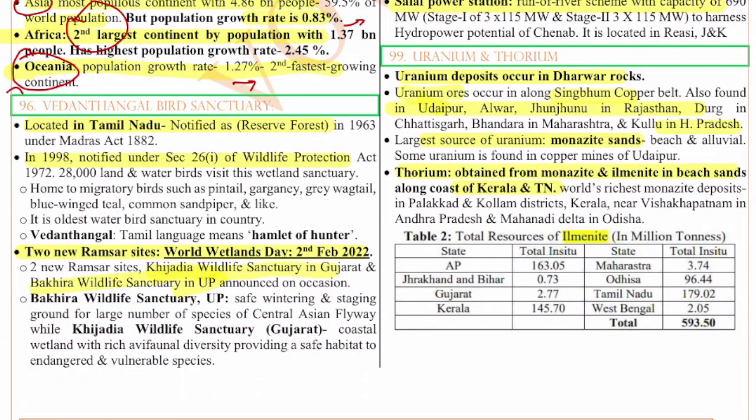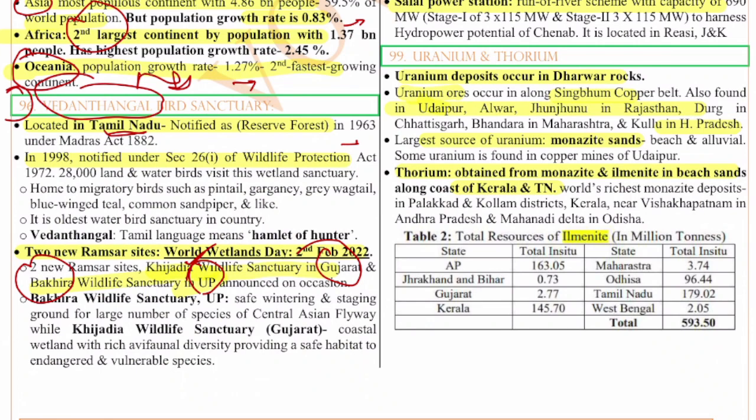Next, the 96th question is on Vedantangal Bird Sanctuary. Remember, Vedantangal Bird Sanctuary is in Tamil Nadu. It is a notified reserve forest, notified in 1963 under the Madras Act of 1882. So this Vedantangal Bird Sanctuary is in Tamil Nadu, and recently we had two new Ramsar sites. Khijadiya is in Gujarat, and the Bakhira Wildlife Sanctuary in UP. Khijadiya, Gujarat; Bakhira, UP.